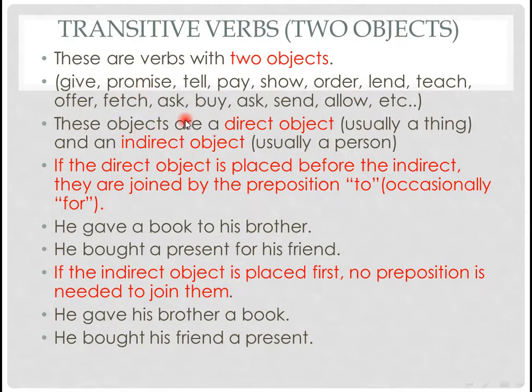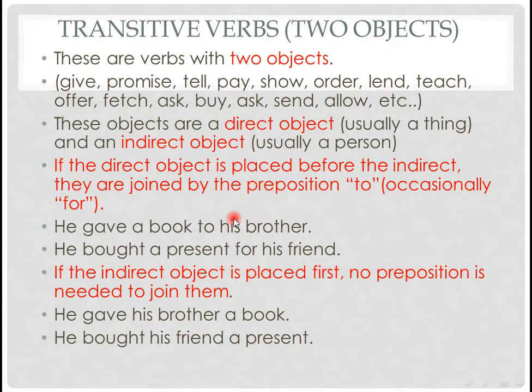These objects are a direct object, usually a thing. The direct object always refers to a thing, and the indirect object usually refers to a person. If the direct object is placed before the indirect, they are joined by the preposition to, occasionally for, like in this example. He gave a book to his brother. This is the direct object, and this is the indirect object.